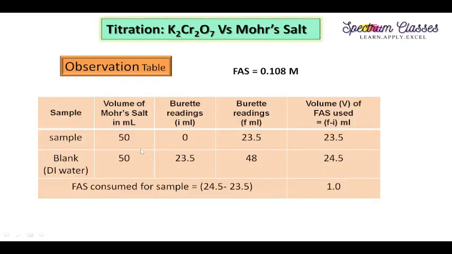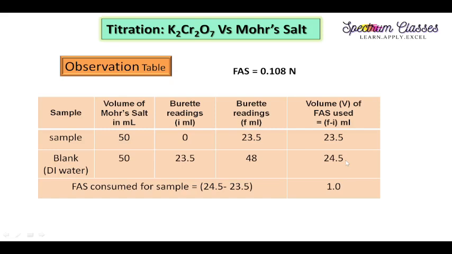From the lab activity we have the readings. So in the burette we are having our FAS. The normality of FAS, after standardization, we get this, and this is filled in the burette. I have taken 50 ml of sample and 50 ml of blank. So here the burette reading is 0 to 23.5, minus 0, 23.5, and here we started 23.5 to 48 and we get 24.5. So on subtracting the blank from our sample, we get 1 ml.